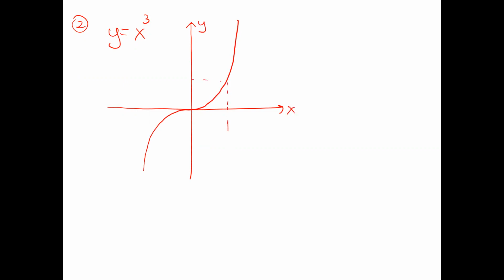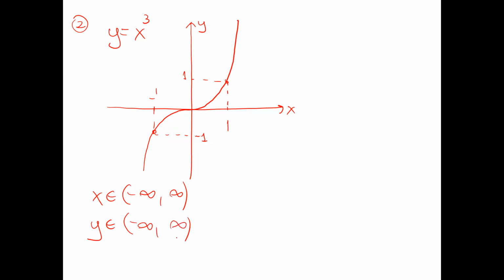1 cubed is 1. -1 cubed is -1. Okay, and so on. Now I can put some properties. The set of x, of course, is any number, the domain, the allowable set of x. I can cube any number, and the set of y, the range, the output will also be any number.